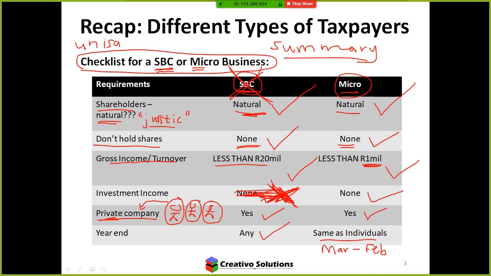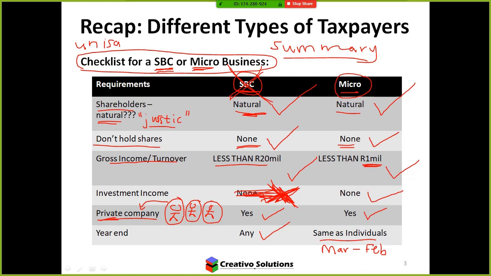So the rules are very strict, and the rules have to be strict because there are benefits of being classified as an SBC and there are benefits of being classified as a micro. So you have to meet every single one of the requirements. If one of the requirements isn't being met, then you cannot register and pay taxes as an SBC or as a micro business. Is that all right?